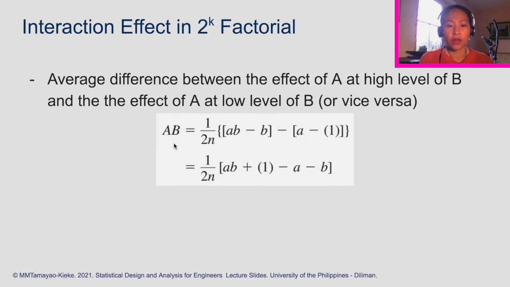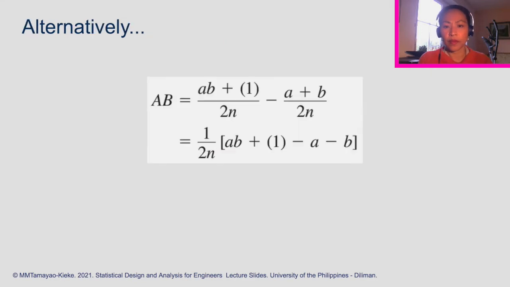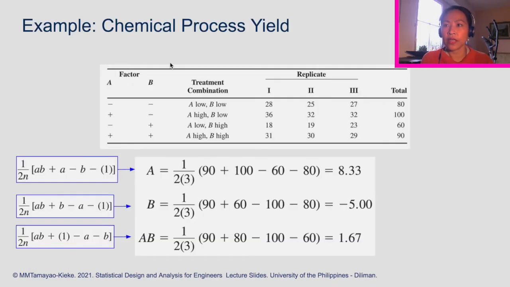effect in a 2 to the k factorial, which is 1 over 2n times the quantity AB plus 1 minus A minus B. All right. And of course, similarly, we can obtain the interaction effect by getting the difference between the average of observations at high levels of A and B and low levels of A and B, okay, minus high level of A plus low level of B, plus high level of B observations, okay, and we get the same expression.